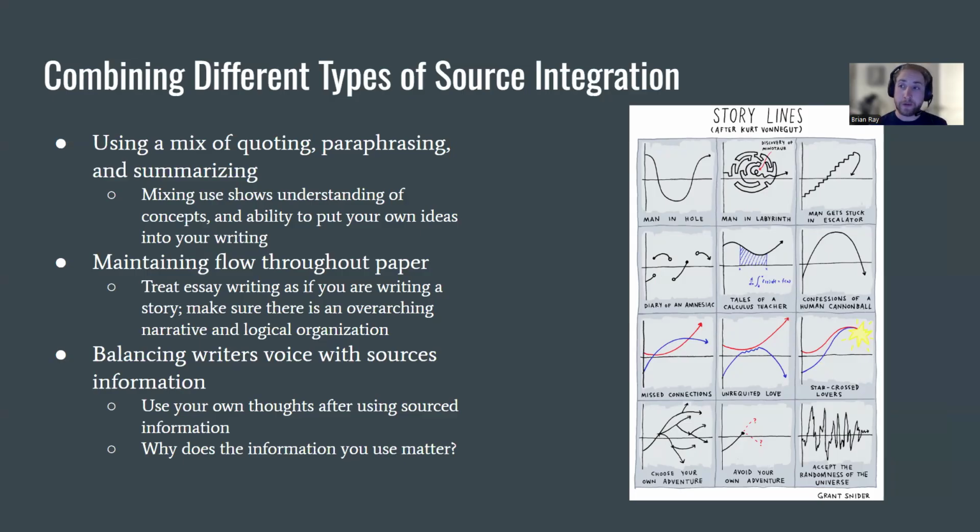It's important to maintain flow throughout your paper. You should treat your essay writing as if you were writing a story. Make sure there is an overarching narrative and logical organization. So generally that looks like an introductory paragraph that either begins or ends with a thesis statement. Your thesis statement is going to discuss the main themes of your following body paragraphs in order. And then within that, each of your body paragraphs is going to start with an introductory sentence of that theme based on your thesis, and you're going to go into more detail.